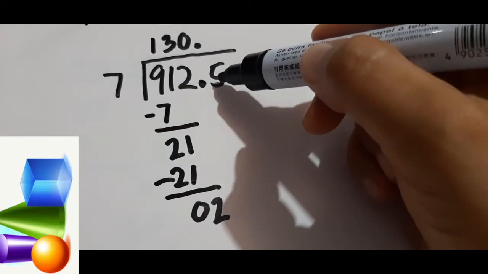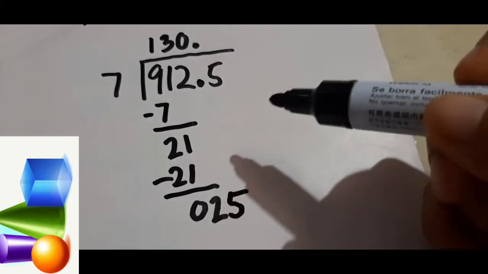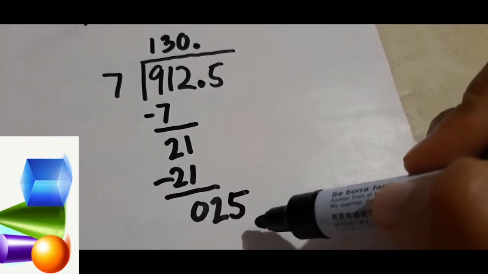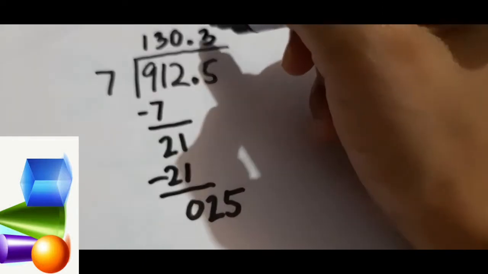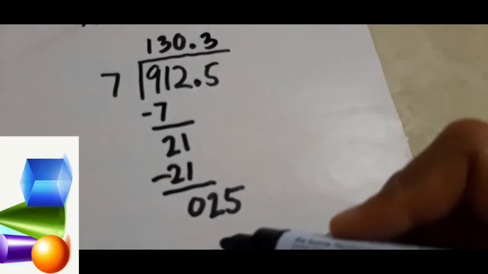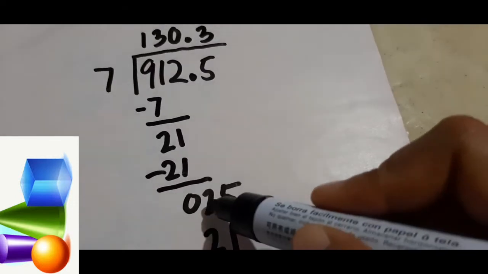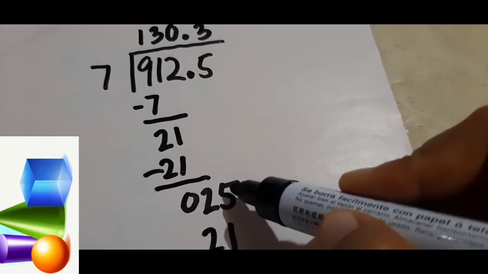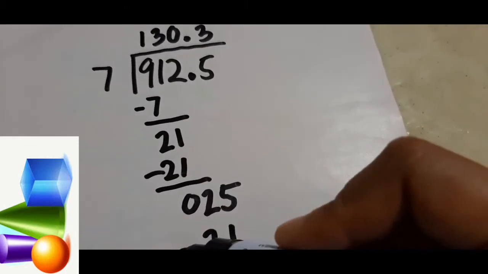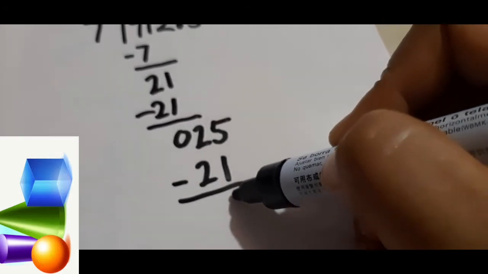So we need to bring down 5 now. So 25 divided by 7 equals 3. 3 times 7 equals 21. 2 minus 2 is already 0, so we have to subtract 5 minus 1. 5 minus 1 equals 4.